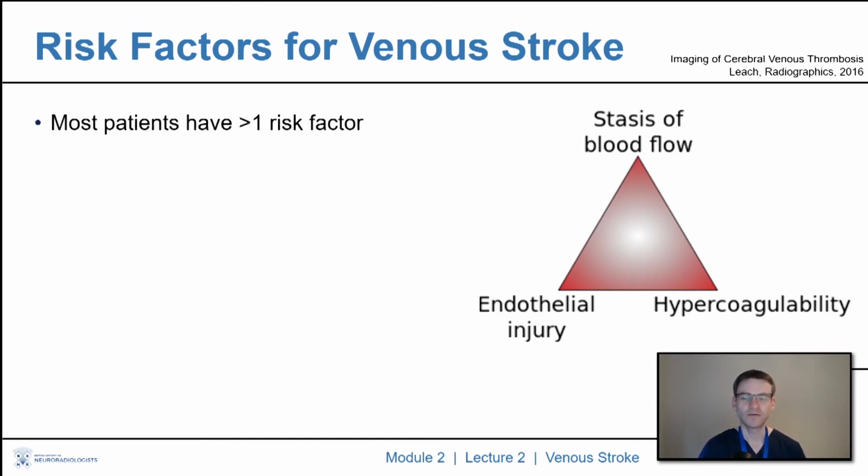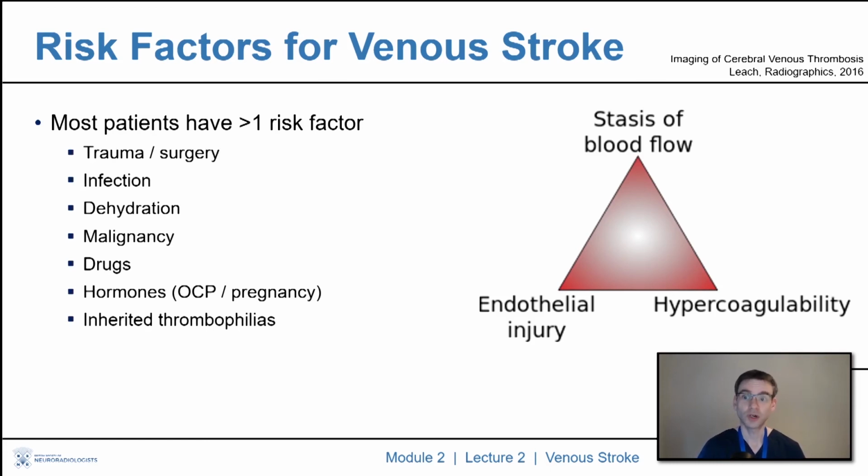And most patients who have one risk factor for venous thrombus, and therefore venous stroke, have more than one risk factor. So that could be trauma or surgery, infection like sepsis, severe dehydration in the unwell patient, malignancy, which is causing a prothrombotic state, some drugs, and in that you could include the oral contraceptive pill, for example, and hormones, particularly with reference to pregnant patients. There are also plenty of inherited thrombophilias that might predispose the patient to both arterial and venous stroke.